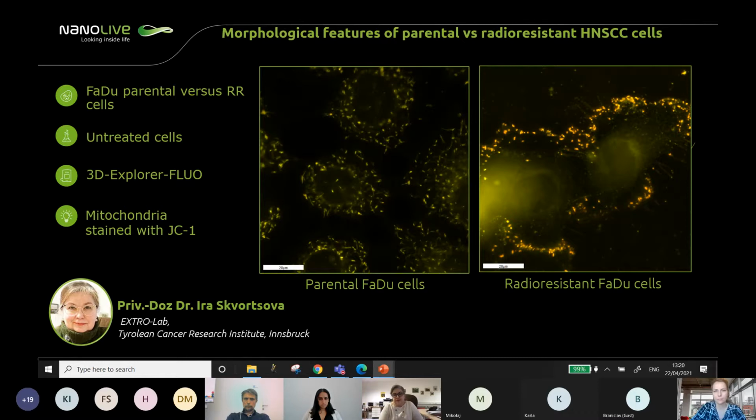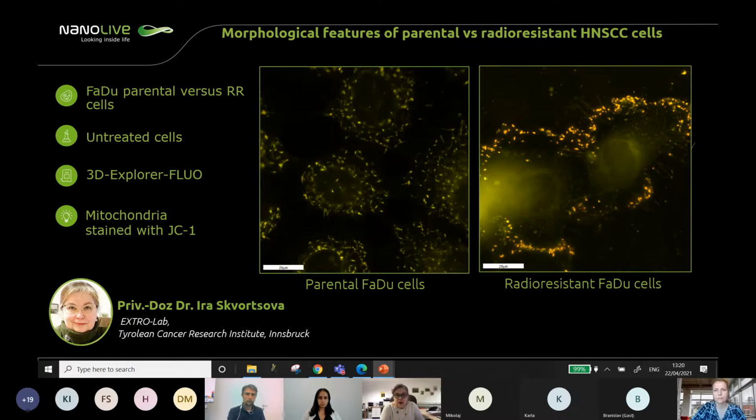This is a dye which could demonstrate the mitochondrial potential and also ROS production in the cells. And ROS production is very important for radiation response and for chemo response. Therefore, this microscope could be used as an additional tool to confirm our previous data received using other machines and other methods. And again, you can see the differences in mitochondria distribution in parental cells and in radio-resistant cells.